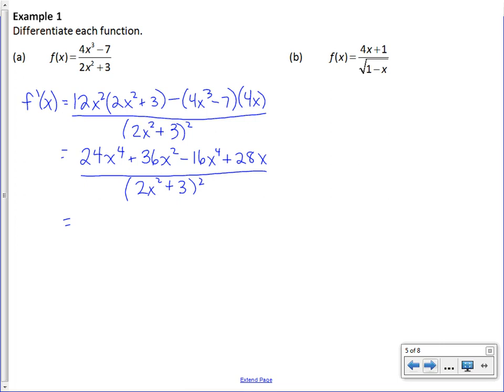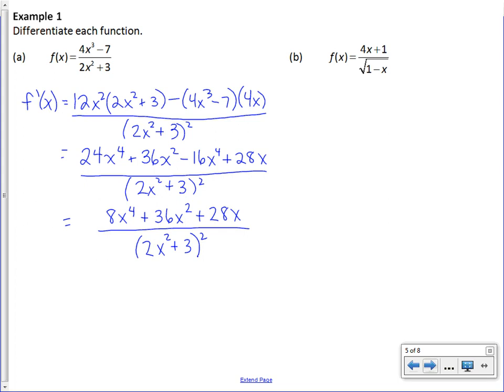Any like terms in the numerator? 24x to the 4 minus 16x to the 4 is 8x to the 4, plus 36x squared plus 28x. So on the test, if you write this as your final answer, I give you 3.5 out of 4. Why are you going to get 4 out of 4? Because in the numerator you see a few nice simplifying steps that are possible.